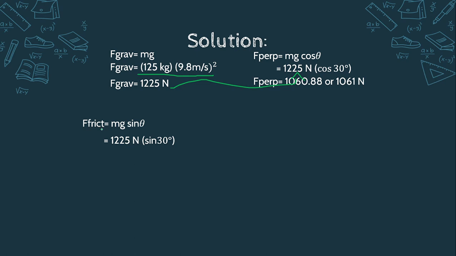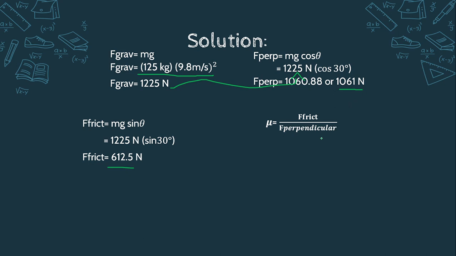So F para is equal to mg sin theta, whereas we need to input the values. 1225 Newtons multiplied by sine 30 degrees will have a value of 612.5 Newtons. So we have gotten the F grav, the F perp, and our F para. What's left to find is the coefficient of friction, in which the coefficient of friction has a formula of F fric over F perpendicular. We already have the values of F fric and F perpendicular.